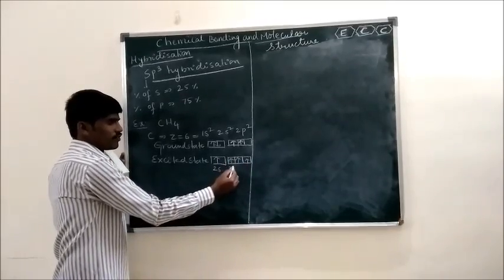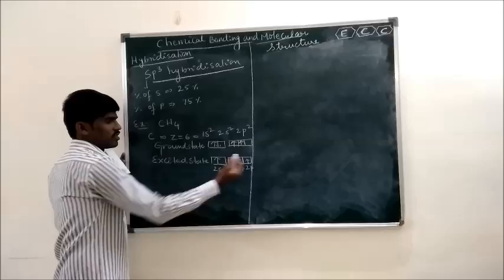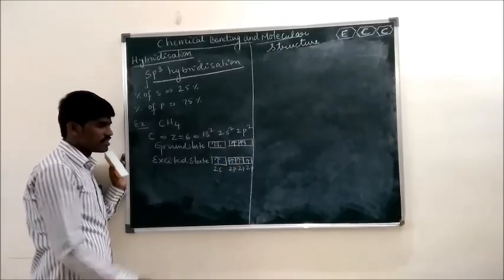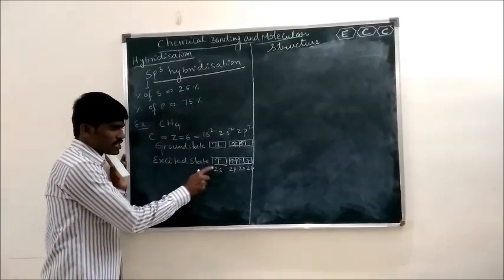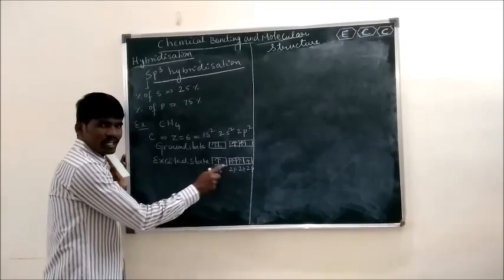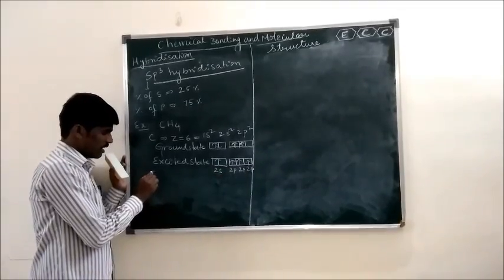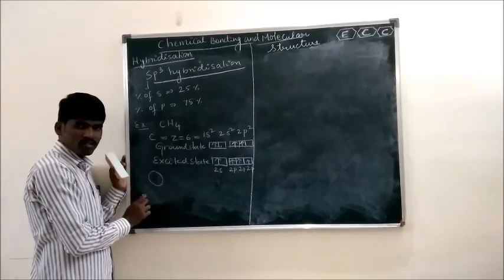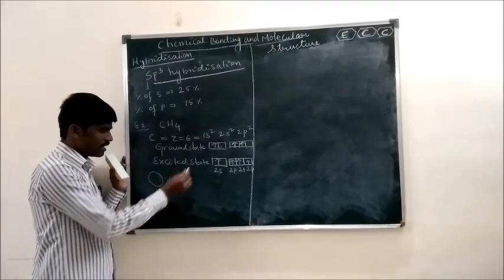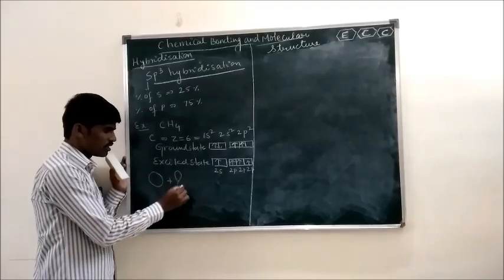In total we get 4 unpaired electrons, in which one 2s atomic orbital can undergo intermixing with three 2p atomic orbitals. I'll give you this in the form of a diagram. It is one 2s atomic orbital and three 2p atomic orbitals.